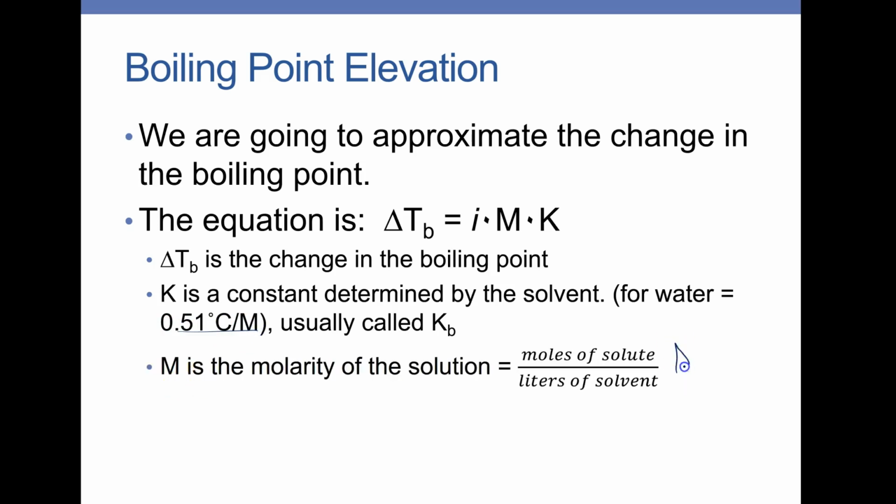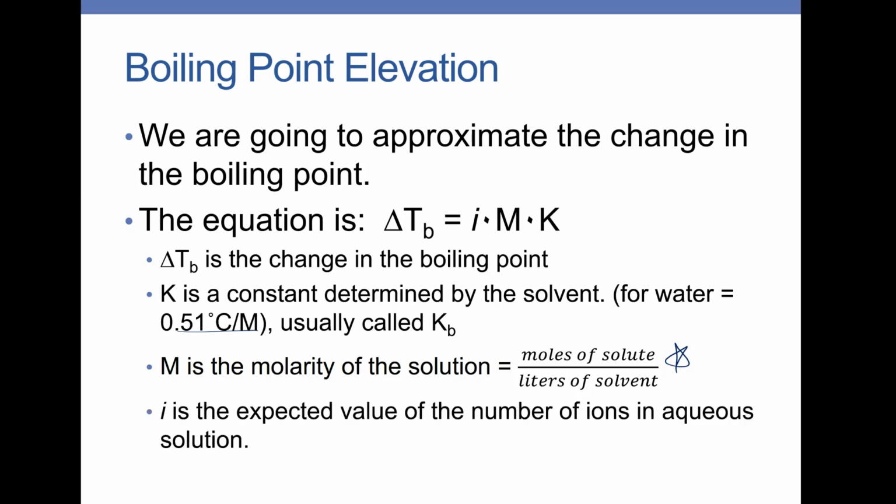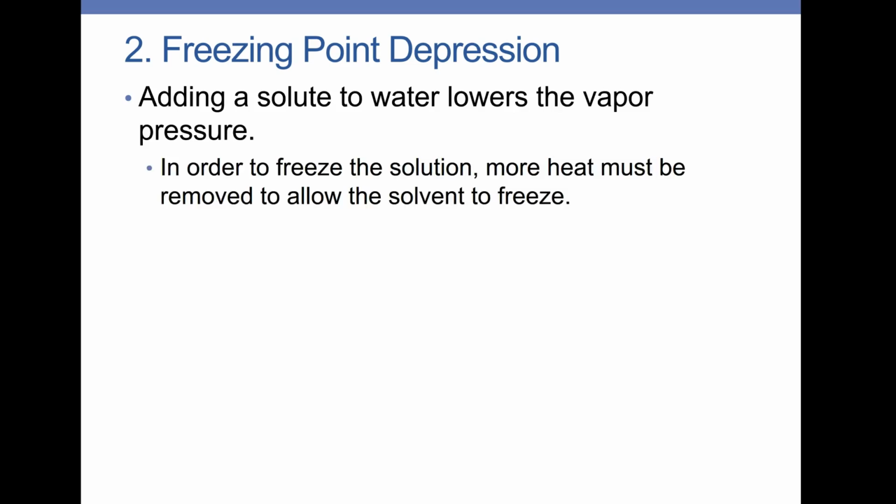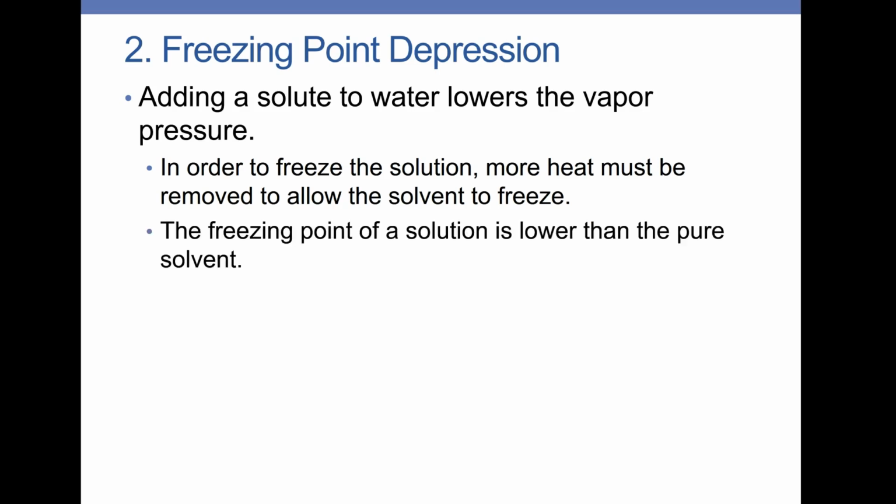M is the molarity. You should be familiar with this. And then I is a little bit tricky. I is the expected value of the number of ions in aqueous solution, and I'll show you how to figure that out when we get to those kind of problems. Freezing point depression is a similar idea. You add a solute to water, it lowers the vapor pressure. In order to freeze the solution, you have to take away more heat from the solution to make it freeze. So the freezing point of the solution is actually lower than the pure solvent.